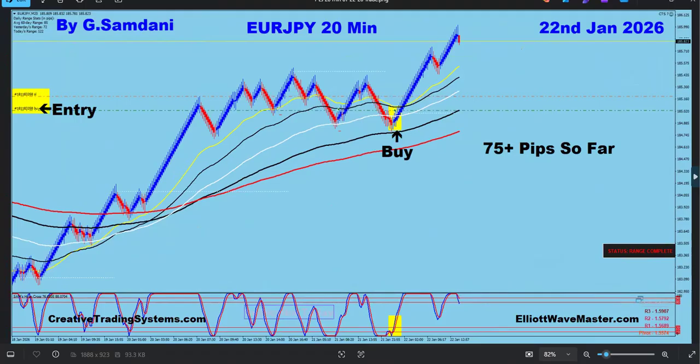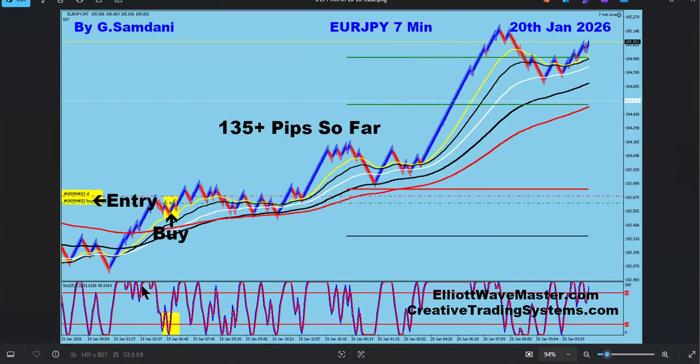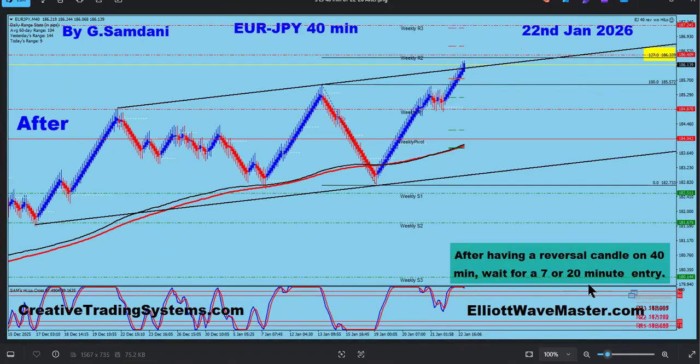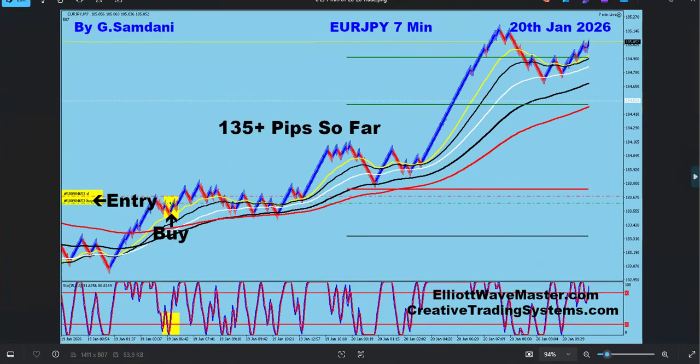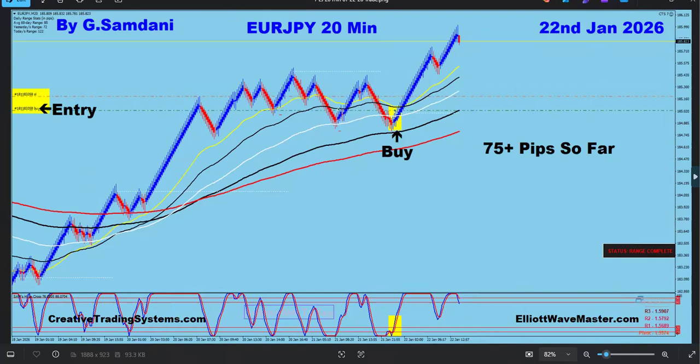Next plan was Euro Yen again. Well, that's not a plan. That was from the 7-minute chart trade, like I say here, a 7-minute entry and a 20-minute entry. So two trades are possible before you reach this extension. This was my first from the 7-minute and then the second entry from the 20-minute. I got both of them.